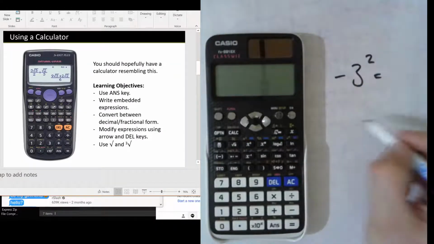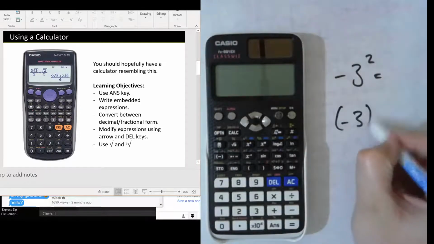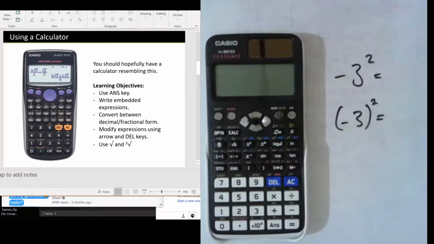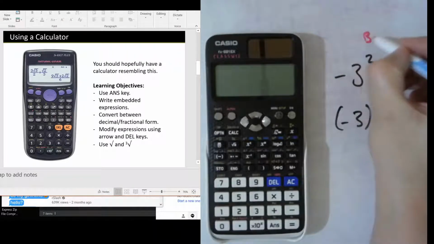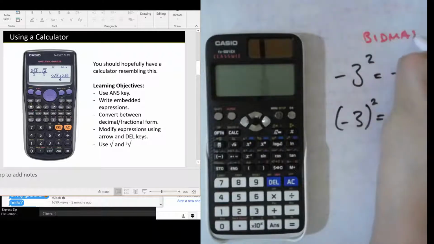Okay, so question. What is the answer to that? And what is the answer to that? Okay, if you need to pause before you type that into your calculator, that's perfectly fine. You can do so. But you will probably notice that you have two different answers. And for those people that understand why, that's perfectly fine. For those people that don't, your calculator is a tool. And as a tool, it uses BIDMAS.